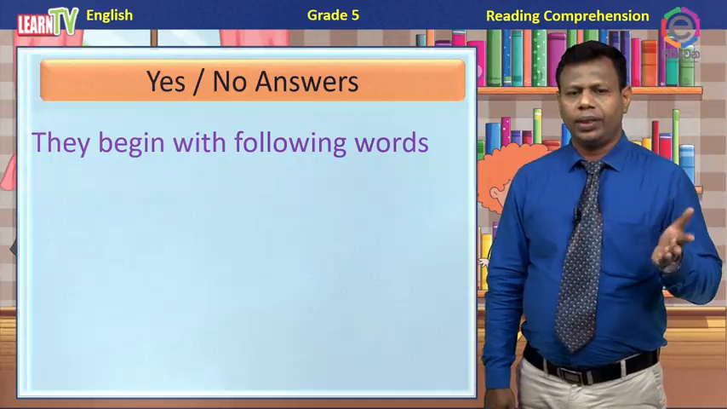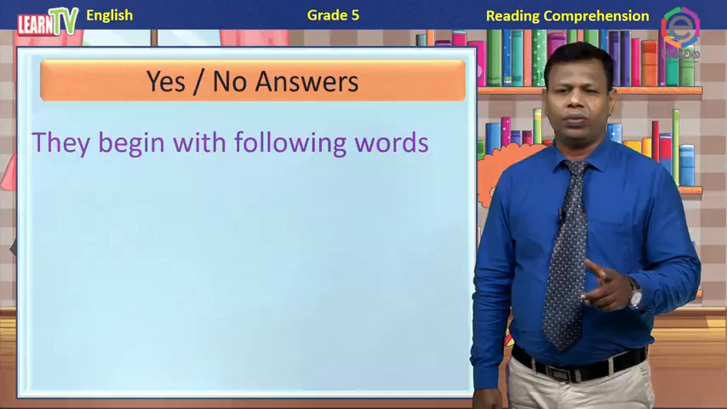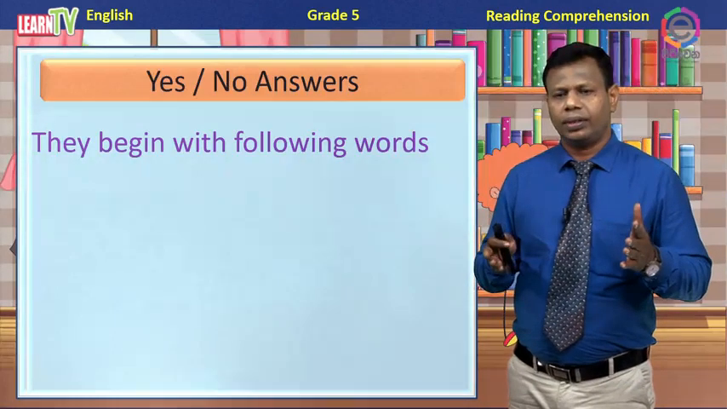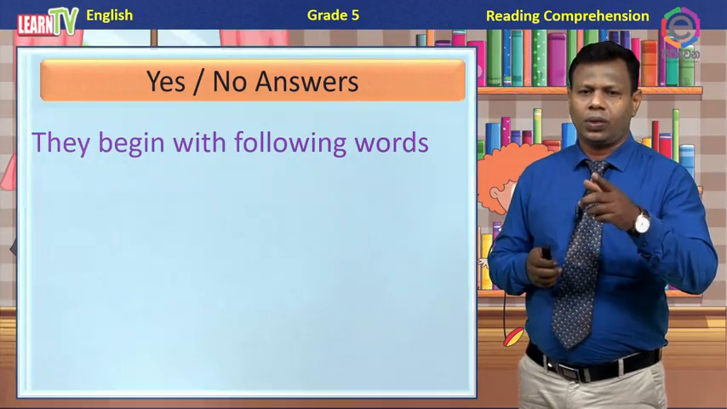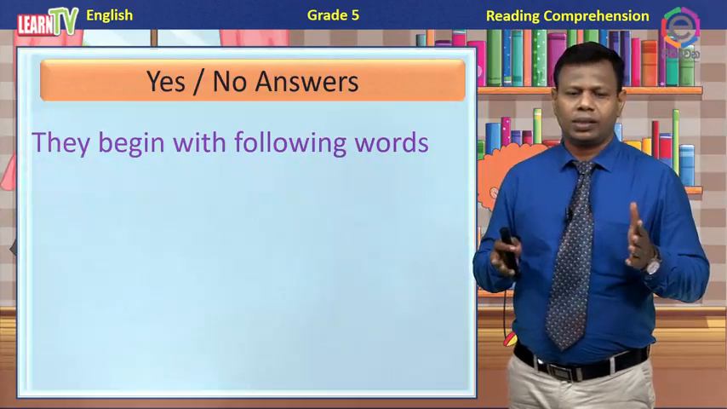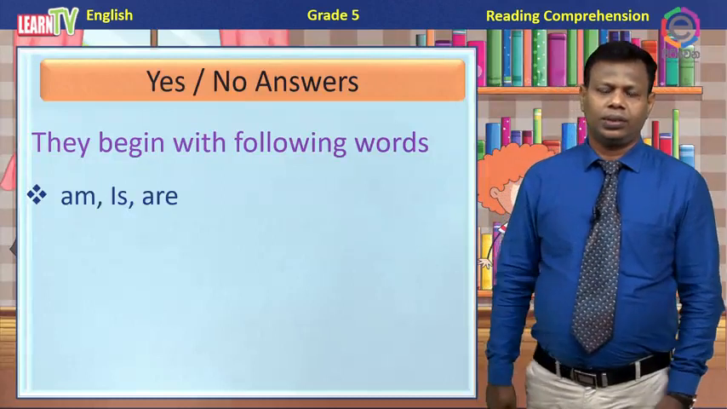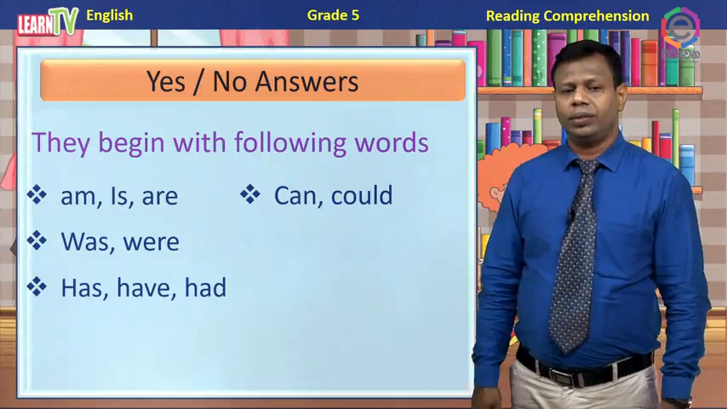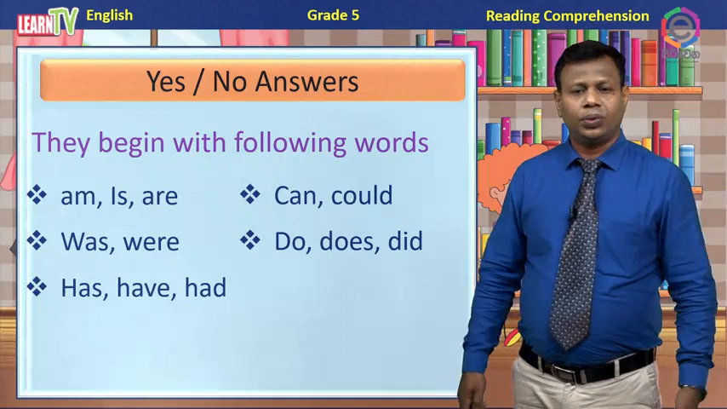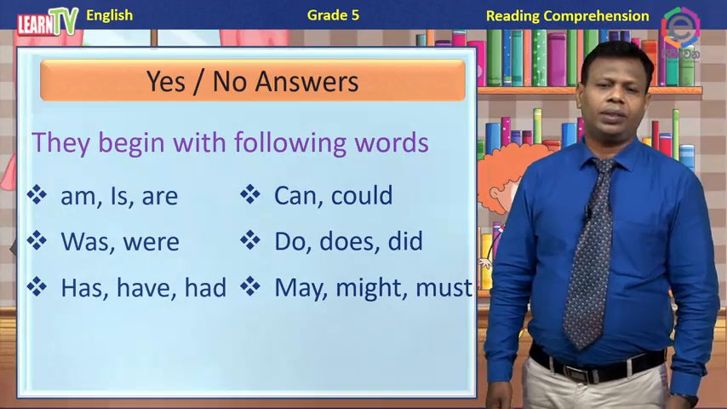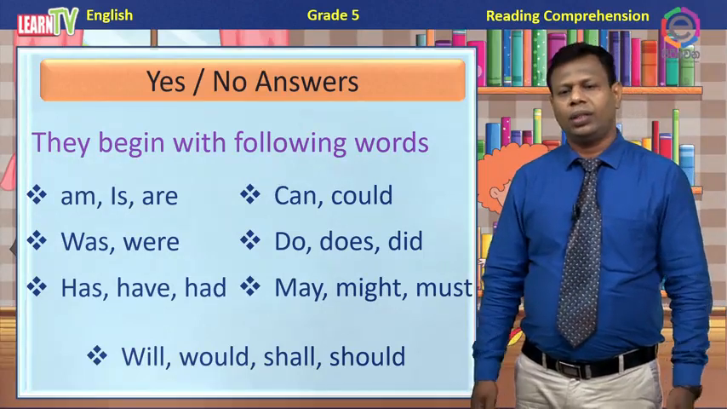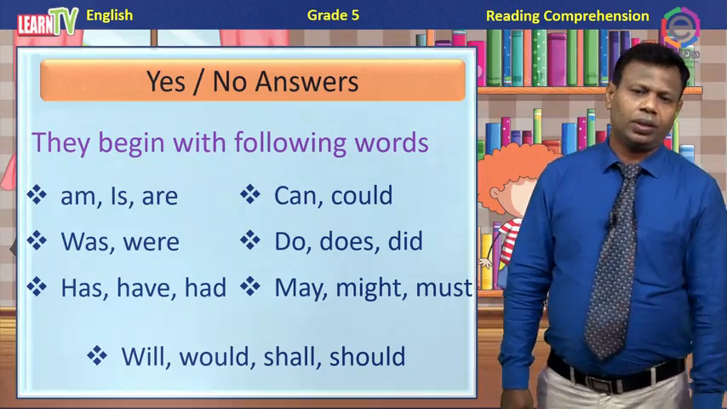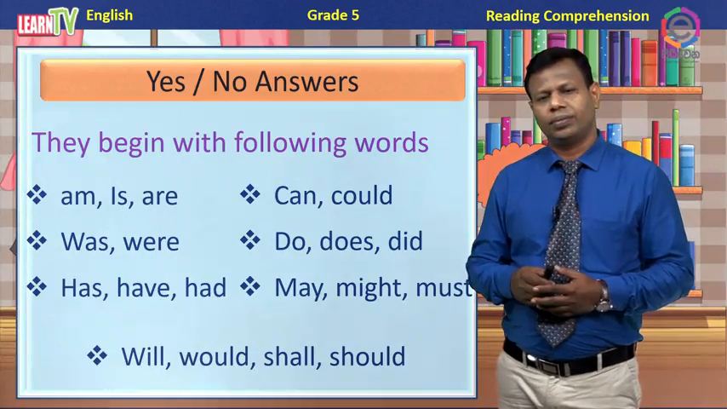Look at this one. How to make it? They begin with the following words. First of all, we should identify the questions and answers. Yes, no questions start with auxiliaries. You know: am, is, are, was, were in past tense, has, have, had, can, could, do, does, or did, may, might, must, will, would, shall, should. These are the words we use to make yes, no questions. Don't forget.